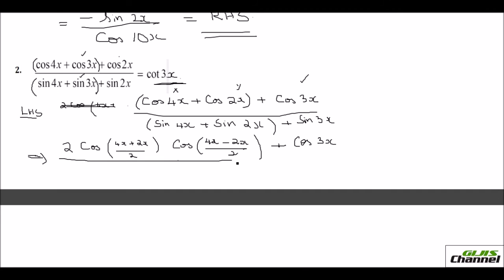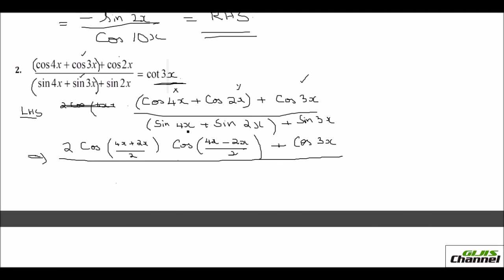The whole thing divided by, again at the bottom I am using the sine formula. I take this as sin x and sin y, okay? So as per the sum to product formula, it is 2 times sine((4x plus 2x) over 2), here again it is cos((4x minus 2x) over 2), right? And outside you have a sine 3x.